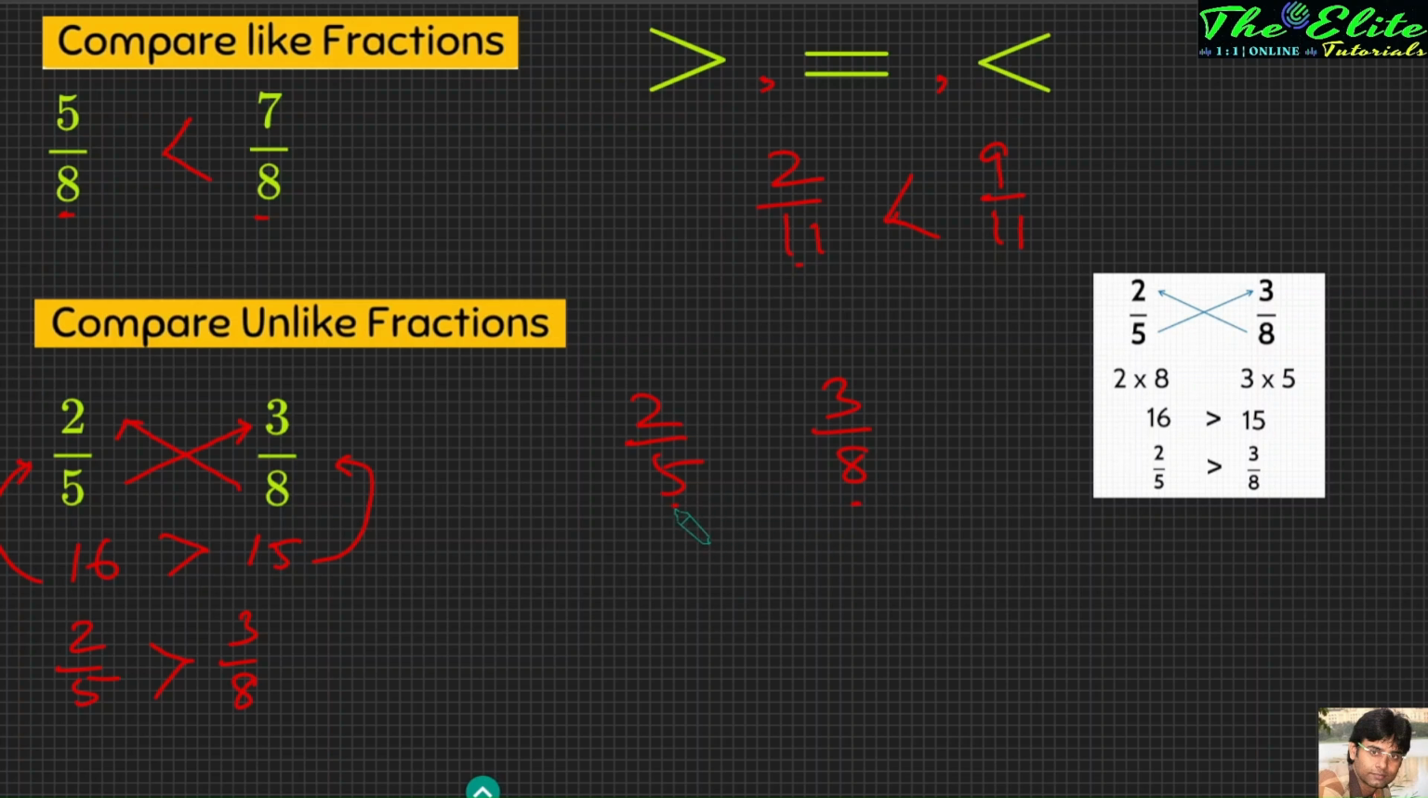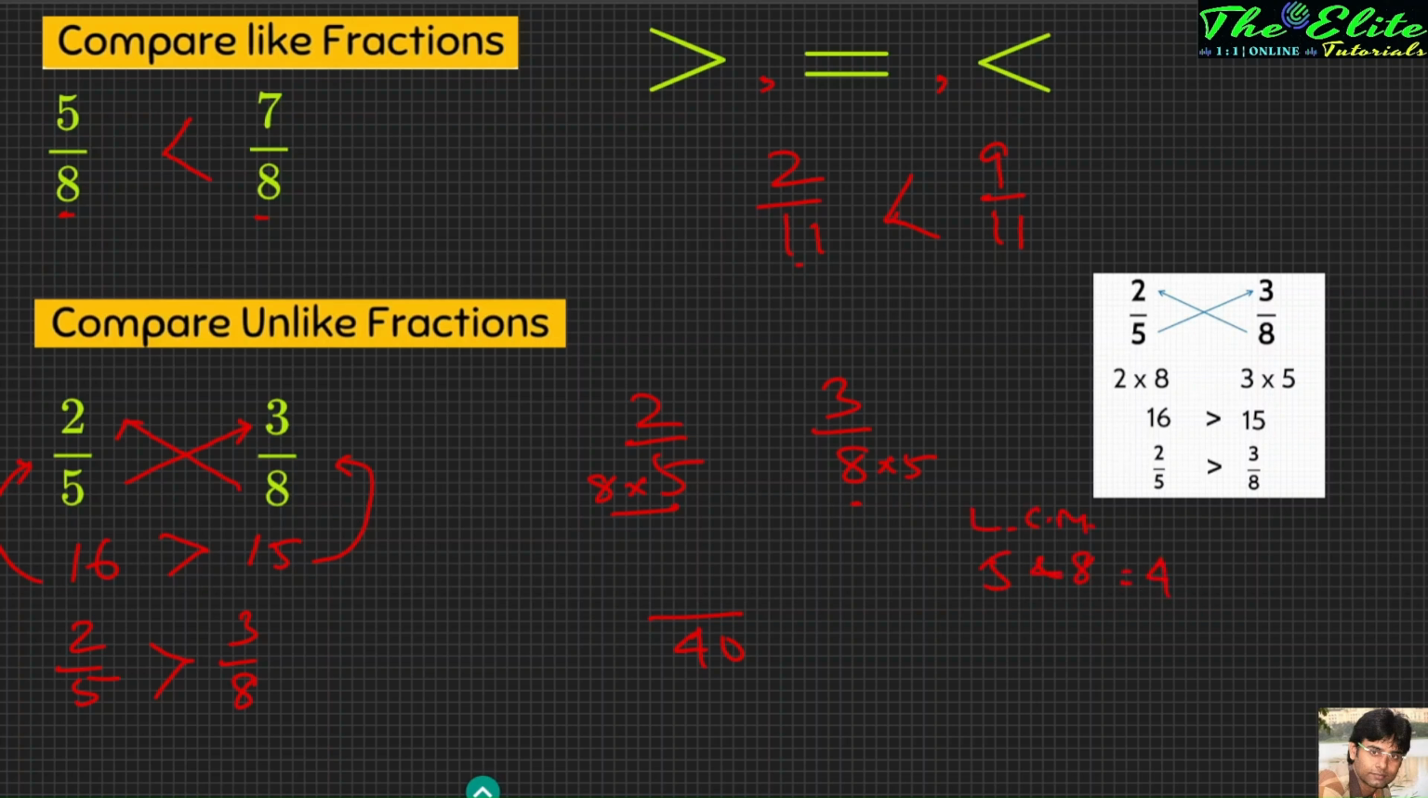First, we will make these denominators equal. So how can we make these fractions? So how can we make denominators equal? It is when we multiply this by 8 and when we multiply this by 5. Why? Because we can make them equal only when we find the LCM of 5 and 8. So what is the LCM of 5 and 8?